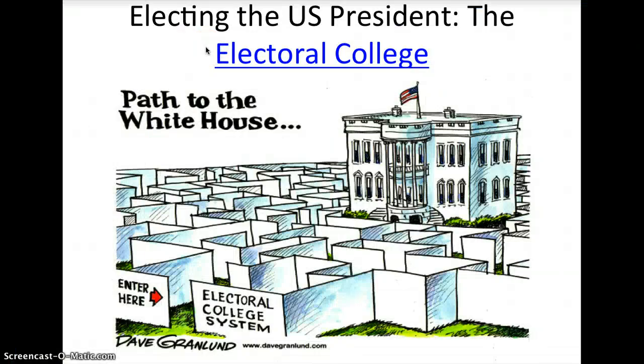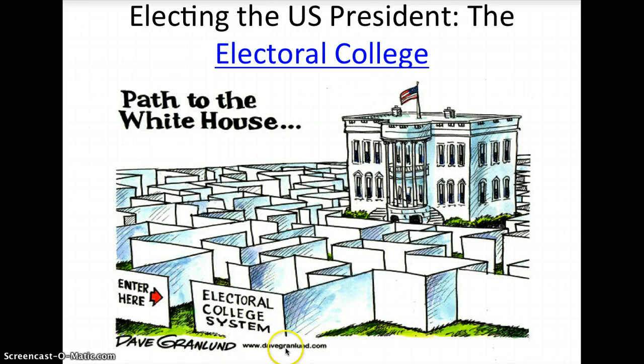And welcome. We are going to be looking at how the Electoral College system works in this screencast today. And I always like to start out with some type of graphic, but this is a pretty cool cartoon by cartoonist Dave Granlund. And what he's doing here, as you can see, is he's mentioning the Electoral College.